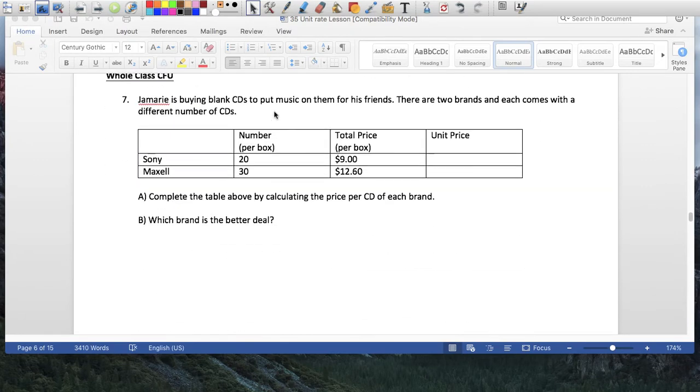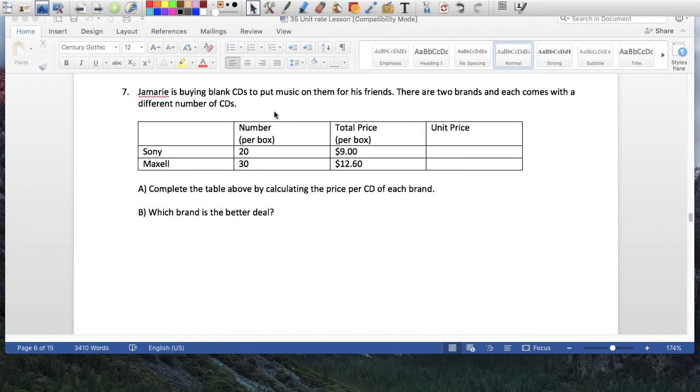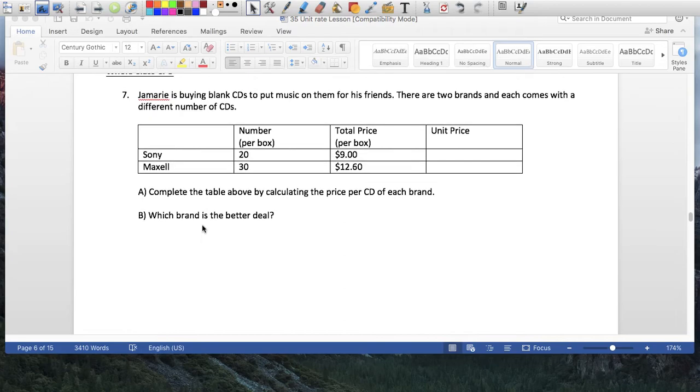Whole class, so we can start working on this. So complete the table, calculate the unit price, and then we're going to find out which one's a better deal. So again, it's almost the same. So let's do the Sony. The Sony is going to be $9 for 20 CDs.